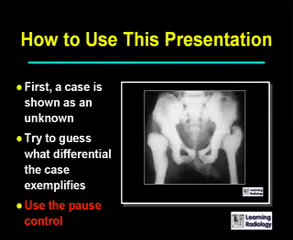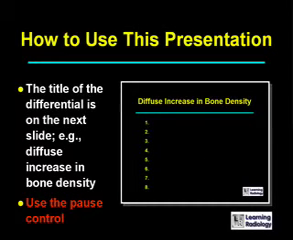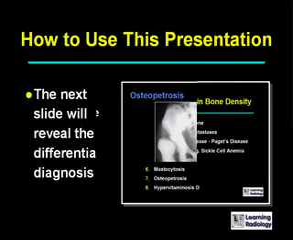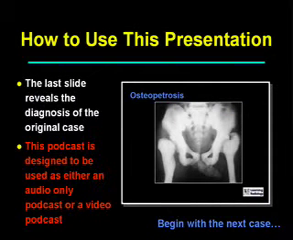The way this presentation will work is first the case is shown as an unknown. Try to guess what the differential the case exemplifies. Use the pause control on your computer or MP3 player. The second slide will have the title of the differential, in this case diffuse increase in bone density. Again, use the pause control. The next slide will reveal the differential diagnosis, and the last slide reveals the diagnosis of the original case. This podcast is designed to be used as either an audio-only or a video-only podcast, or both.